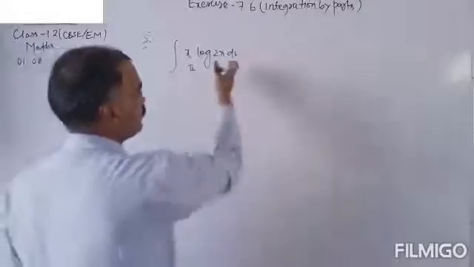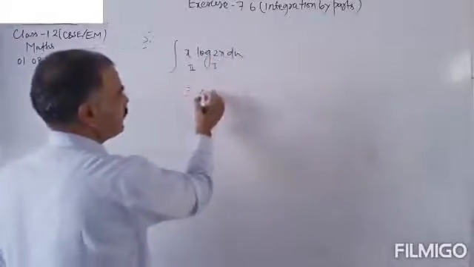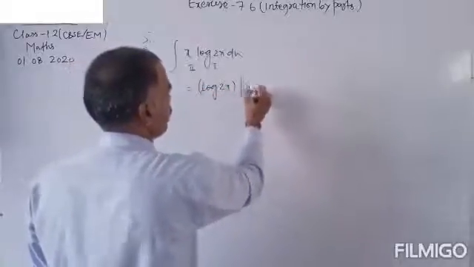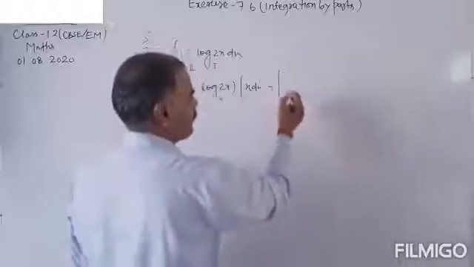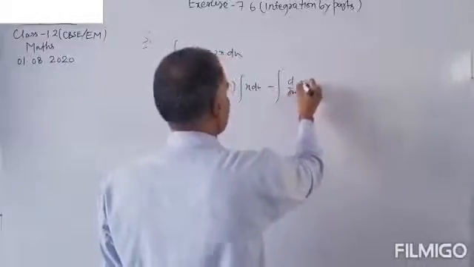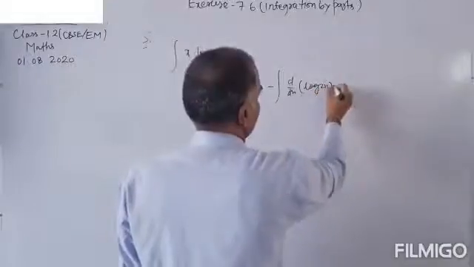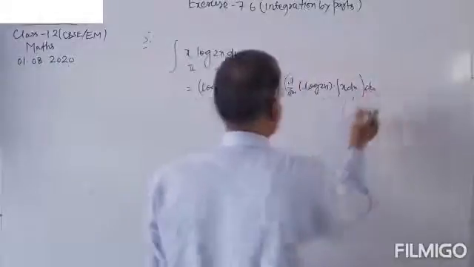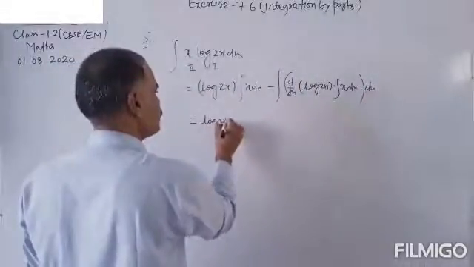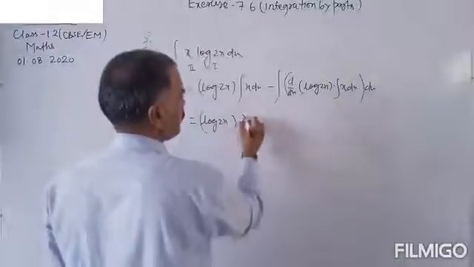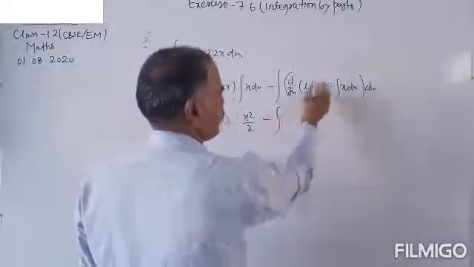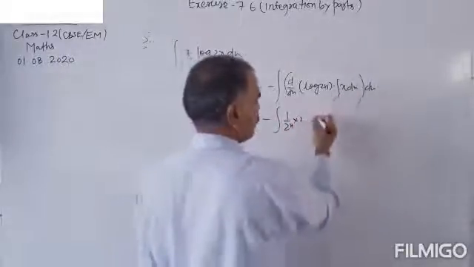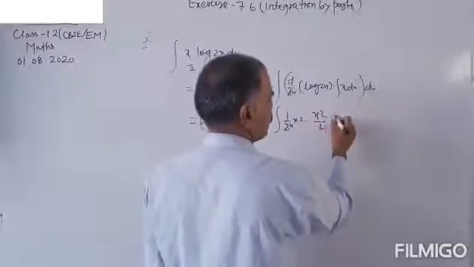Now integrating using the first function and second function, that is integration by parts. So first function log 2x, integration of the second function x dx, minus integration of the differentiation of the first function log 2x, and the integration of the second function x dx. So this is equal to log 2x, and the integration of x is x square by 2, minus the differentiation of log 2x, which is 1 upon 2x into 2, and the integration of x, x square upon 2, dx.